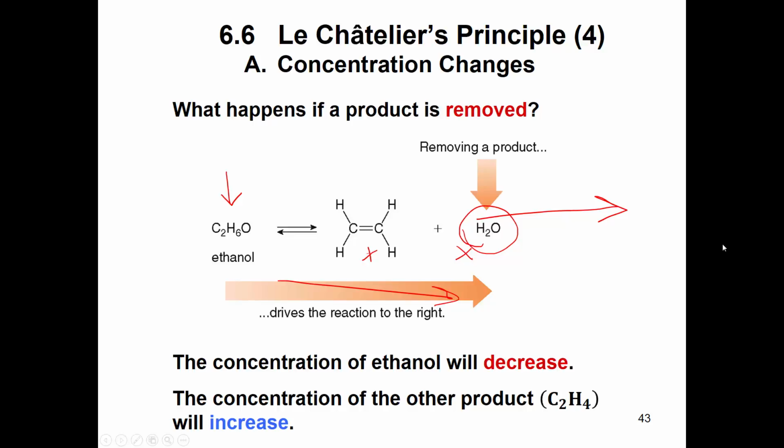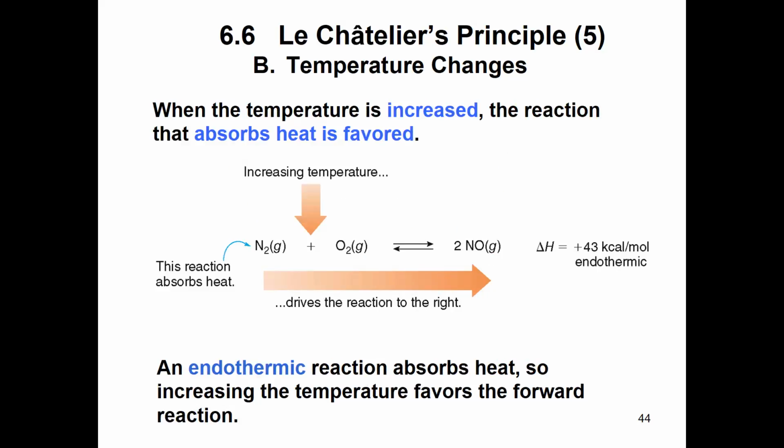So when I remove something, I pull it out, so I pull it in that direction. This goes down because I'm pulling, and this will have to go up because I made that reaction move to the right and make more product. When the temperature is increased, the reaction that absorbs the heat is favored.